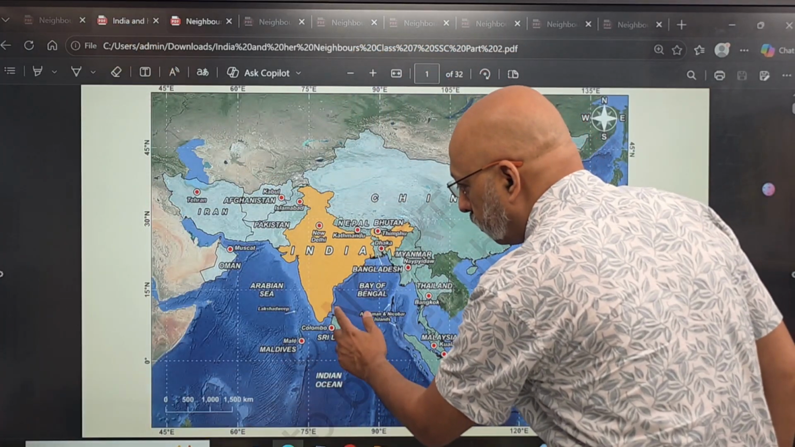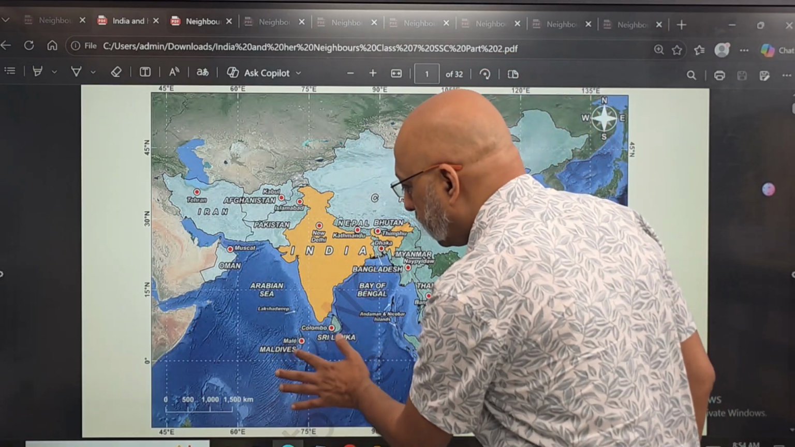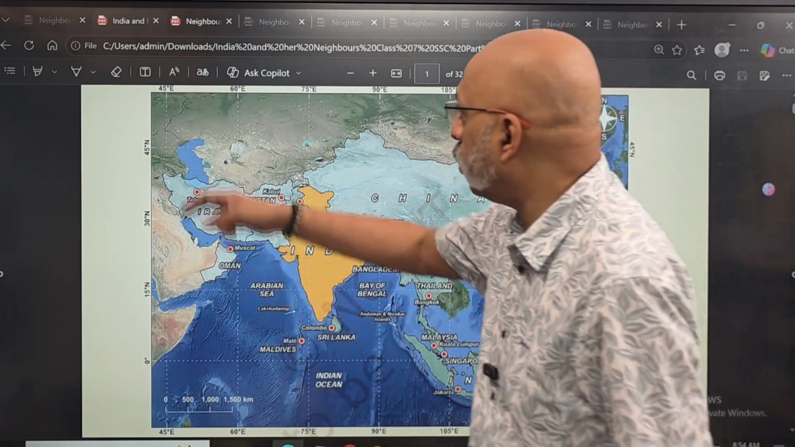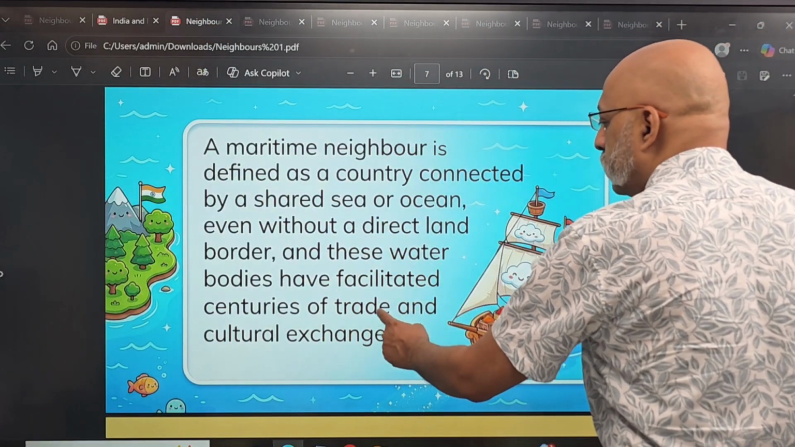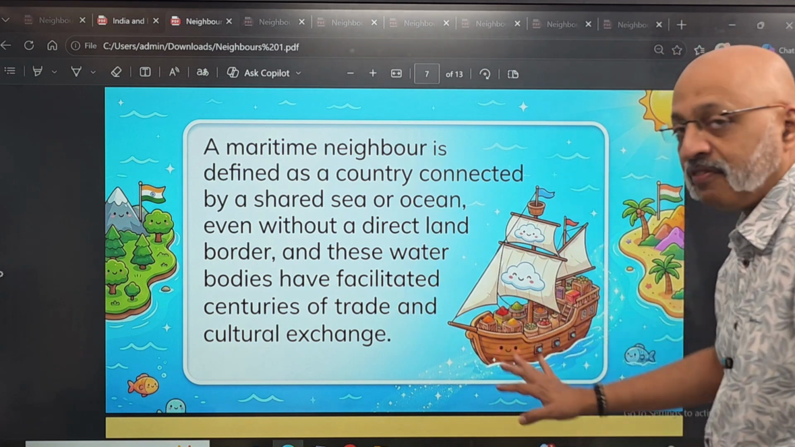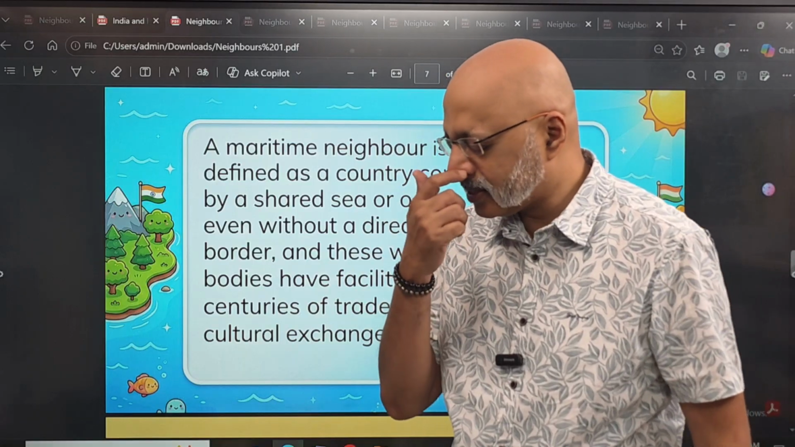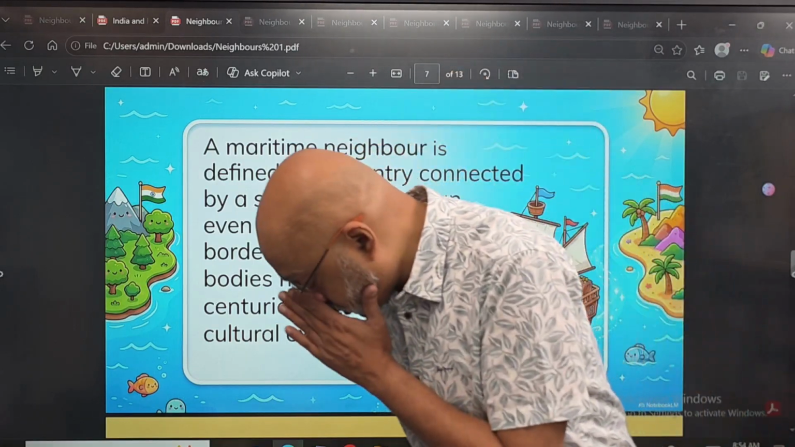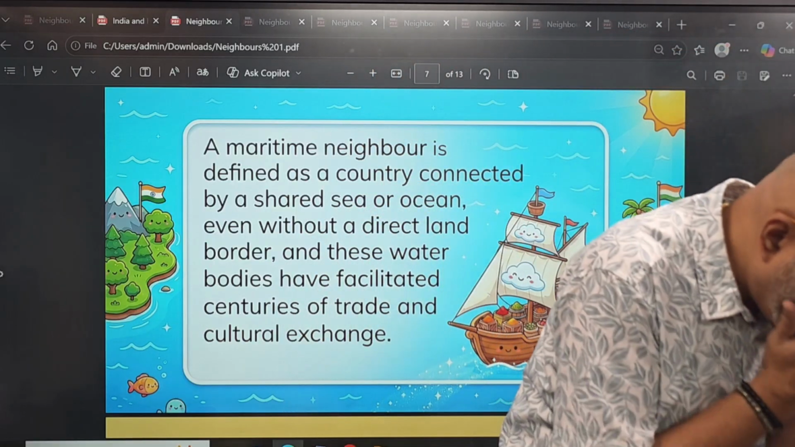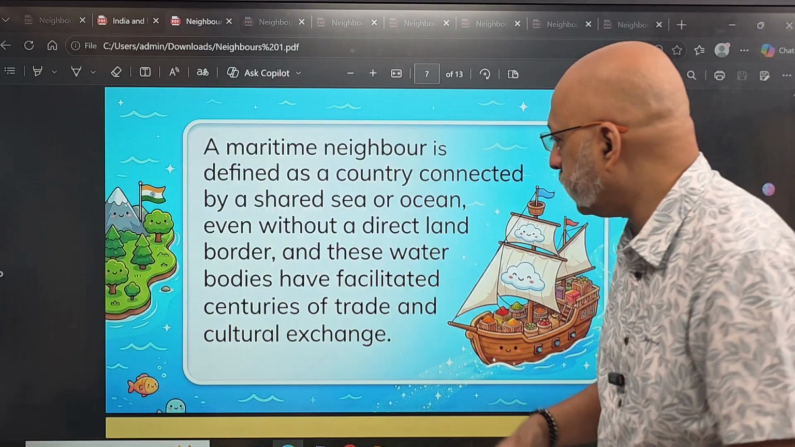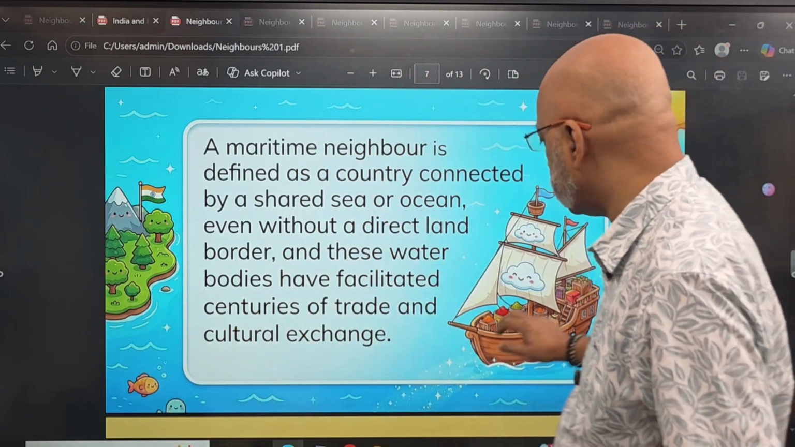There is no land border here. There is a sea in between India and Sri Lanka. Similarly, Maldives and India, there is no shared land border, right? And these water bodies have facilitated centuries of trade and cultural exchange. So you will import and export things like cloth, textiles, spices, gold, different kinds of commodities. That will all take place through the sea route. So trade has happened over the years.